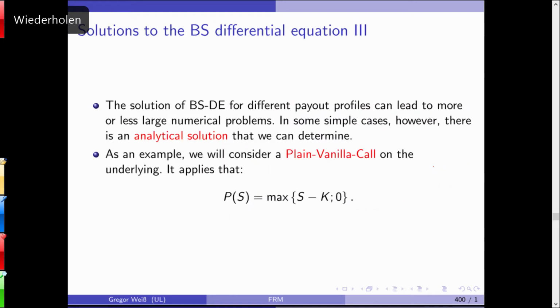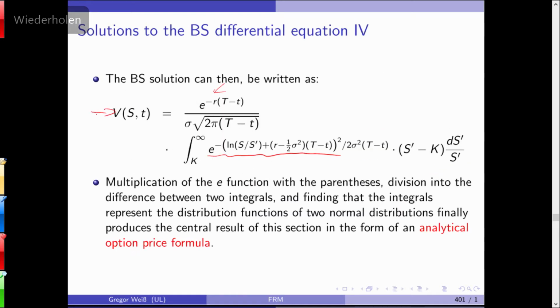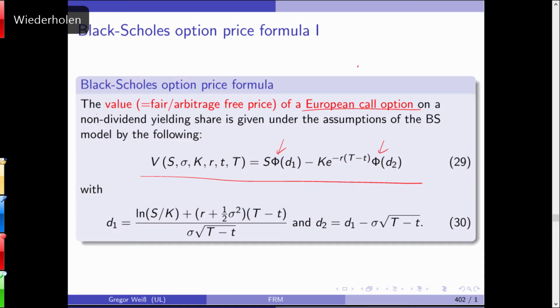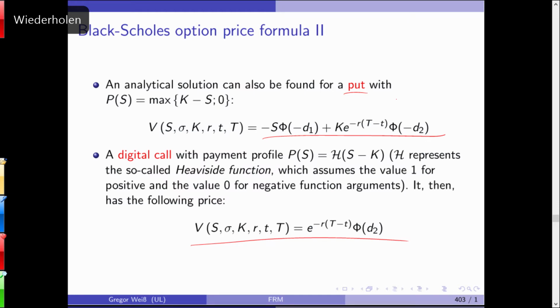And in case of a plain vanilla call, it becomes this. And you can solve for this, and this will yield the Black-Scholes Merton pricing formula in case of a plain vanilla European call. You get a slightly different pricing formula for a European put option as well. This is the put. And in case you have a digital call with a Heaviside function as a payoff profile, then the pricing formula is even simpler. Now, this is the Black-Scholes Merton framework for option pricing.